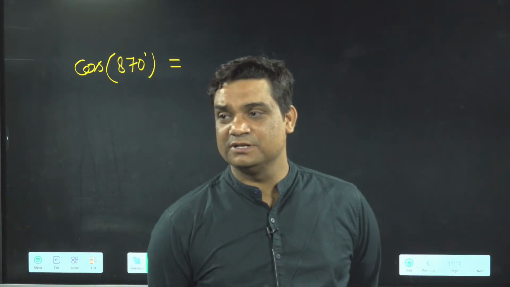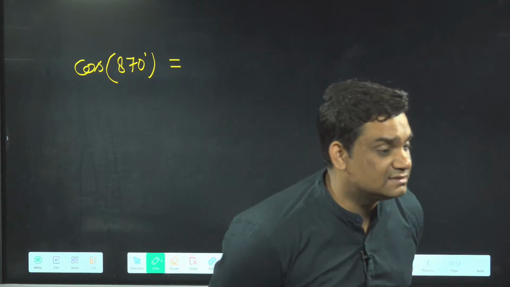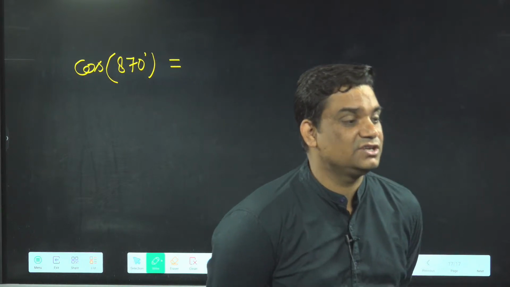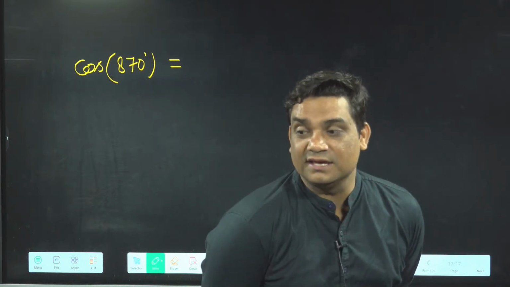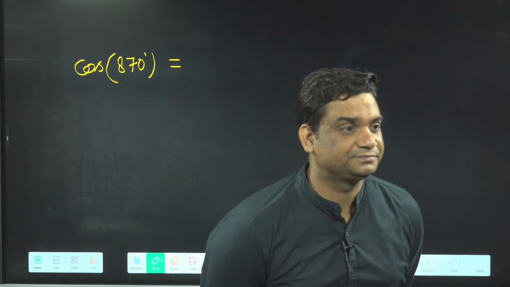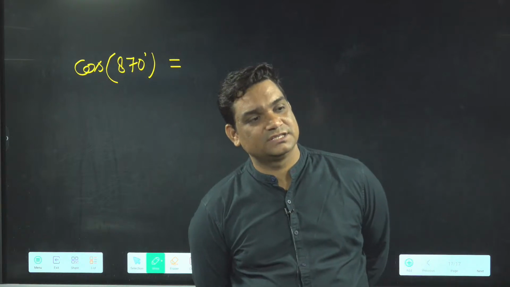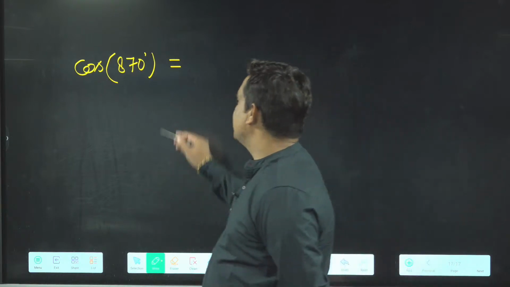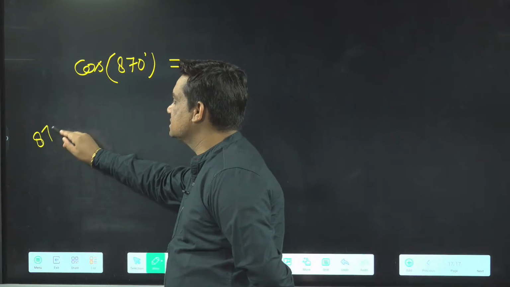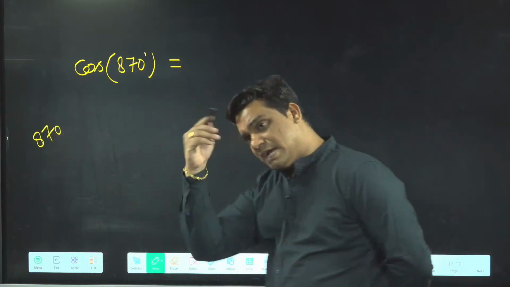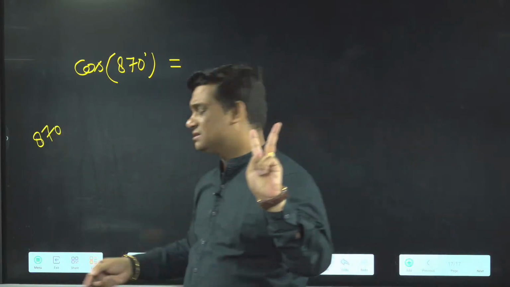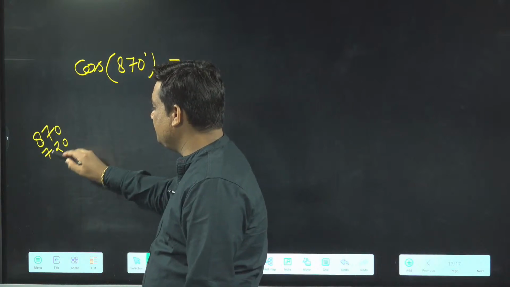You know how to solve this. You have to keep on subtracting 360 till it becomes less than 360, because for angles less than 360, we can find the value. Some are saying minus root 3 by 2, someone is saying plus also. Let's see. Out of 870, I will subtract 360, 360. Actually, you have to subtract 2 times 360, so I can subtract 720 directly.